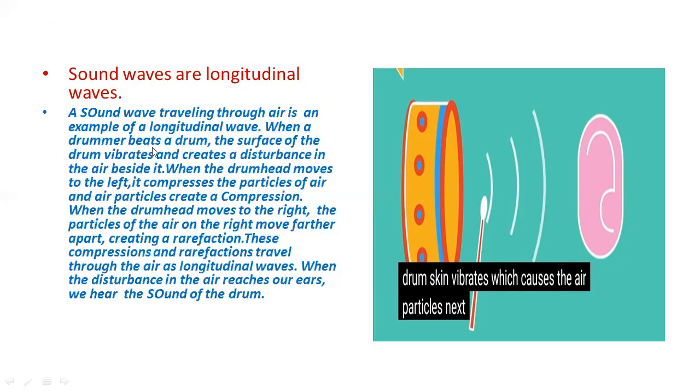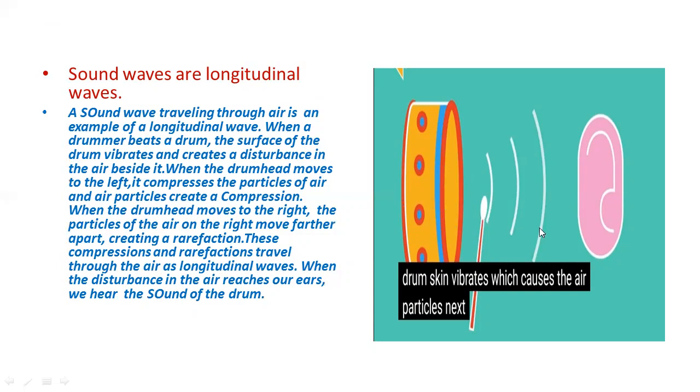When a drummer beats a drum, you can see here a drum, and when a drummer beats the drum with this stick, what will happen? The membrane of this drum will start vibrating. Due to the vibration of the membrane of this drum, what will happen? Waves will be produced. What will those waves do to the air which is present in the surrounding?